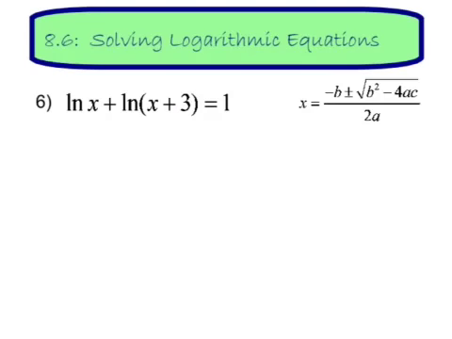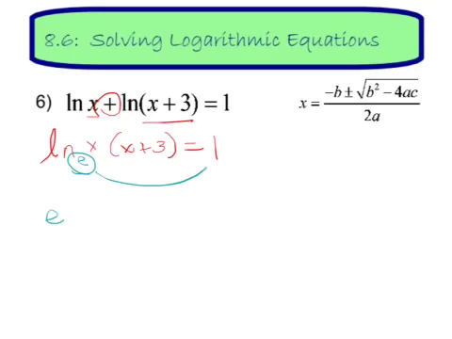Here again, I have 2 logarithms. I need to condense them down. So I'm going to condense them down to one logarithm, and I'm going to multiply x times x plus 3 equals 1. And now I'm ready to put it into exponent form, and the base of the natural log is e. So I'm going to say e to the 1 equals x times x plus 3, and I'm going to distribute, and I get x squared plus 3x equals e.